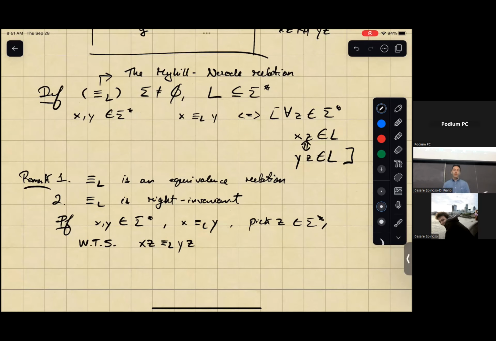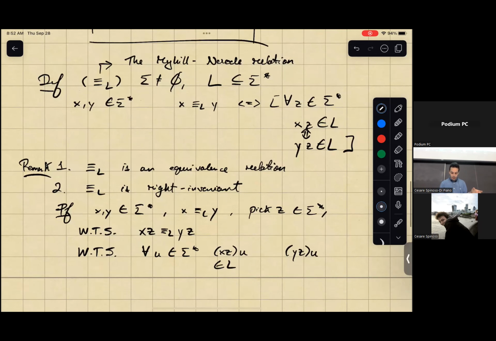Okay, well, what does this really mean, right? By definition, what does it mean for these two strings to be related? Equivalently, what I want to show is that for any string I stick to xz and yz, let's call that string u, for any string that I stick to xz, and for any string I stick to yz, if this string is in L, then this string is also in L, and vice versa. Okay. So that's what I need to show.